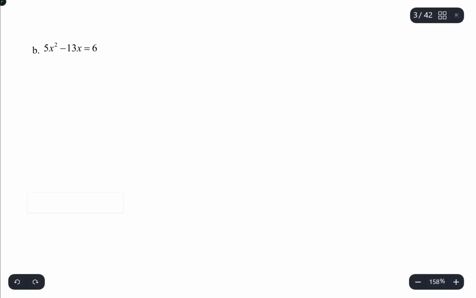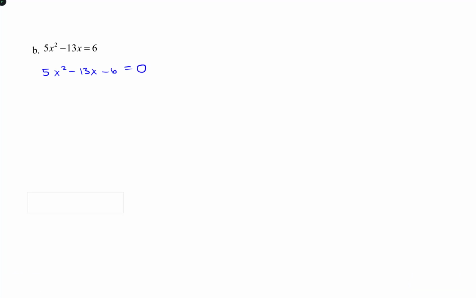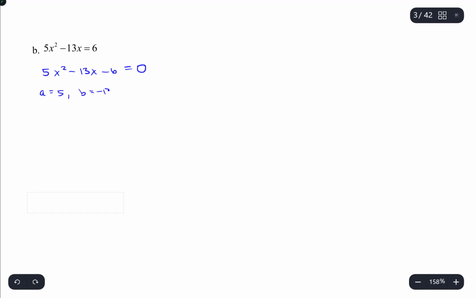All right, next up here, we have 5x squared minus 13x equals 6. Well, first thing is that the quadratic formula does not apply unless you have your quadratic set to 0. So get that to happen first. And now start identifying your coefficients. So a is 5, b is negative 13, and c is negative 6.